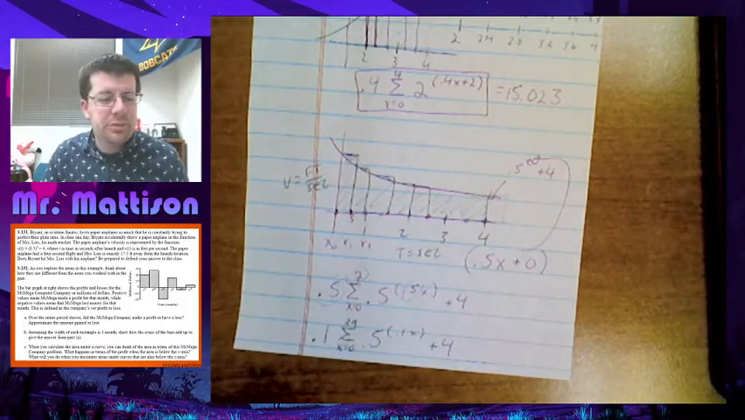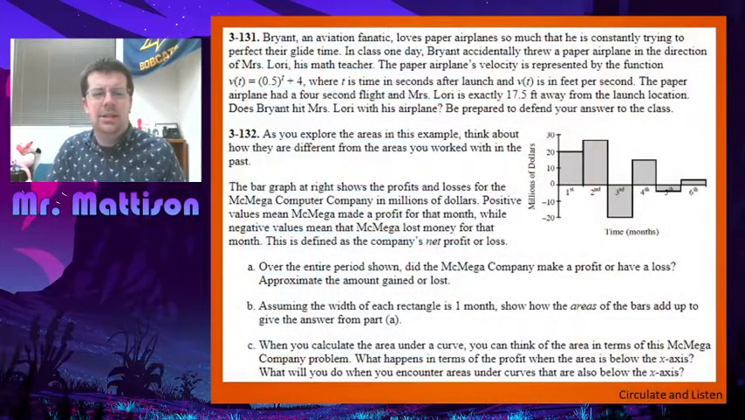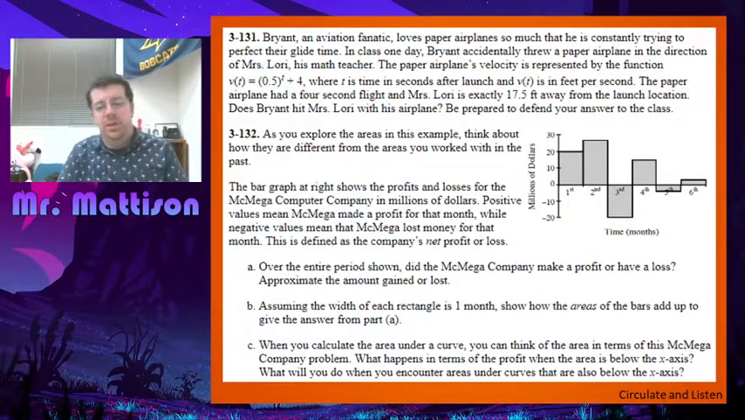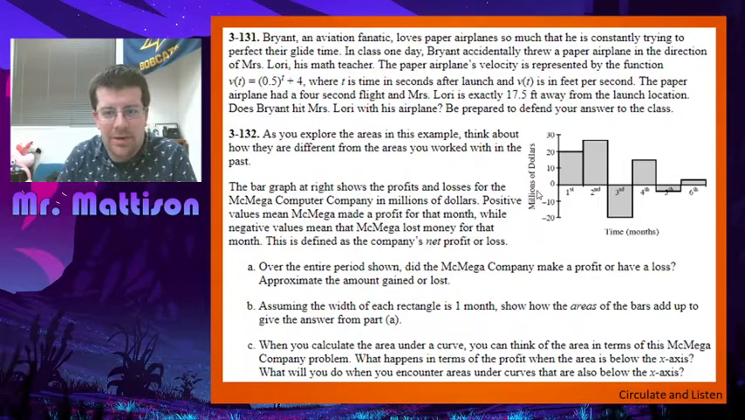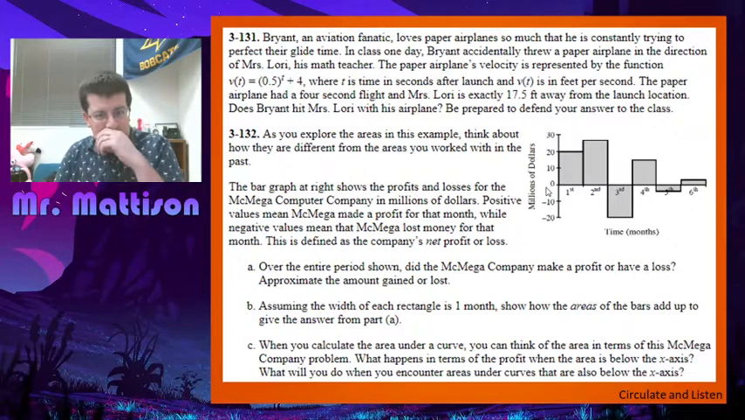All right. So real quick, let's head back to this. Let's take a look at problem 132. So for problem 132, they give us a very different type of graph here. So this is a graph of months versus millions of dollars in profit, right? So let's see, what does the area here mean, right?